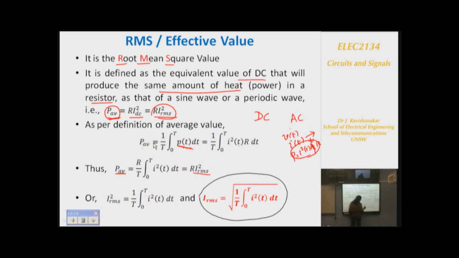Why do you call it a mean? Because we are calculating it from the average power. Average power is nothing but the mean of all the values. So it is the root mean square value. We are squaring the current and then finding the value, so it is called the root mean square value. It is the best value for representing an AC signal, hence it is called the effective value.